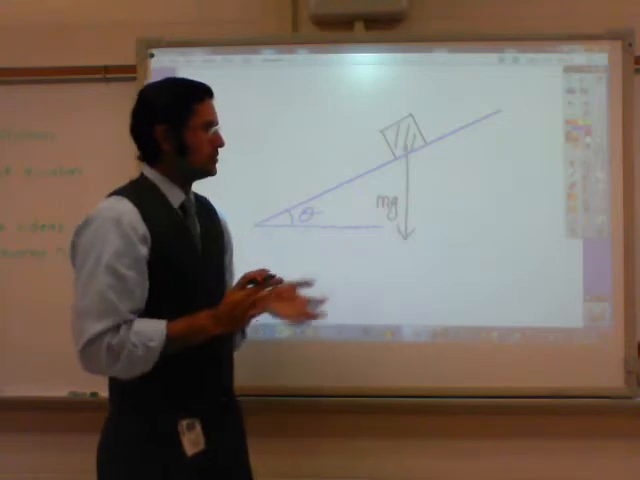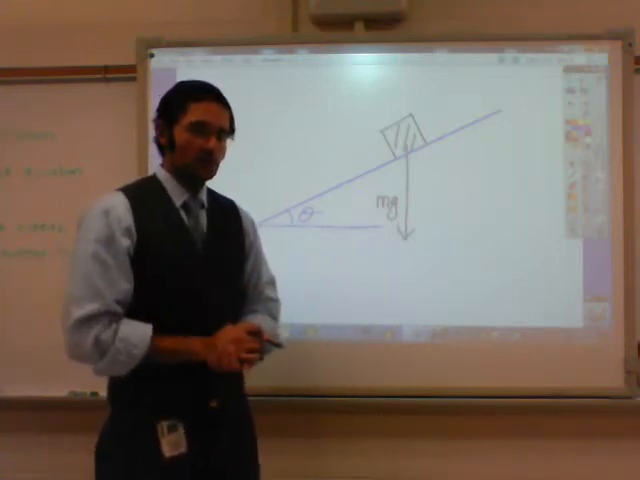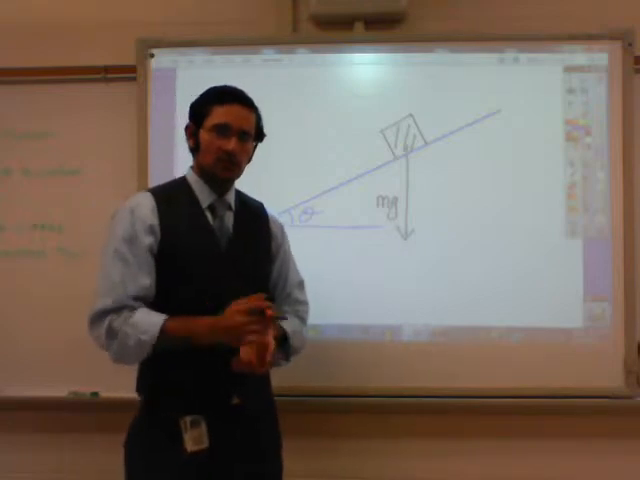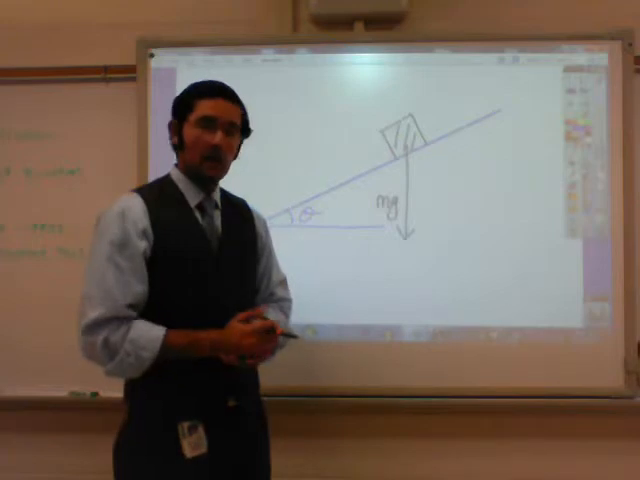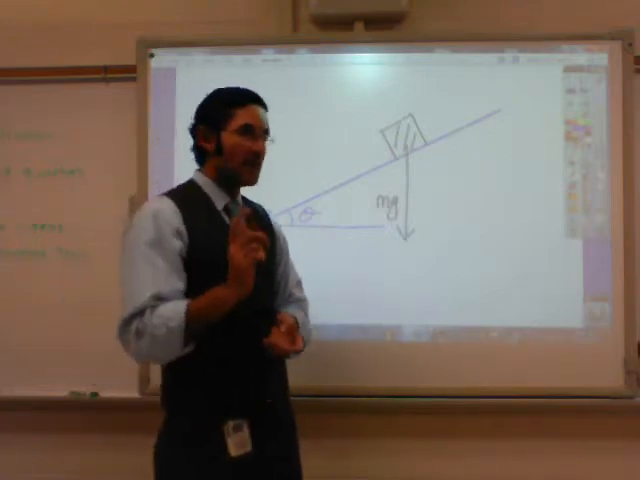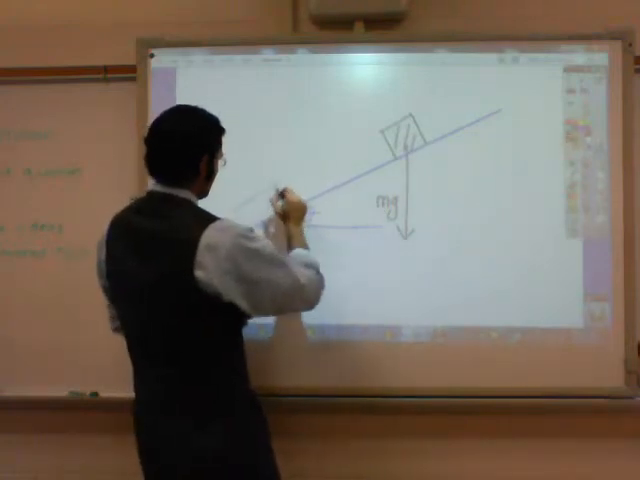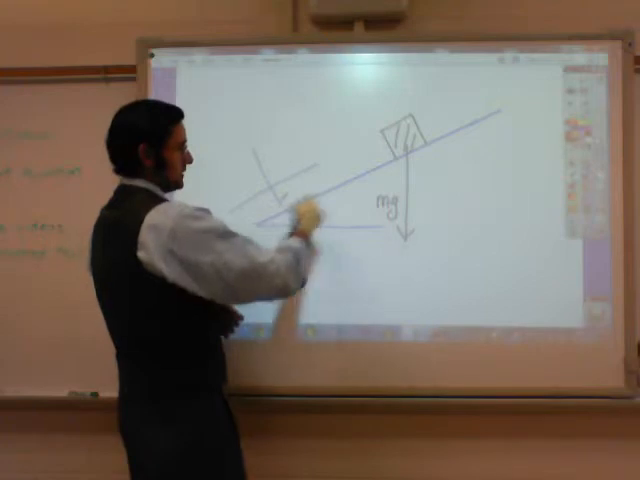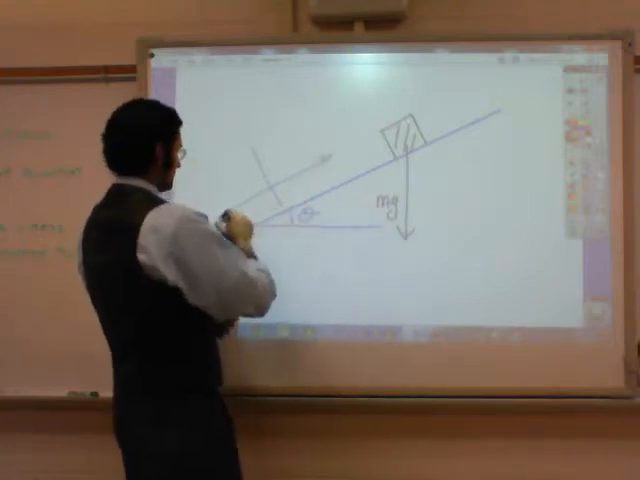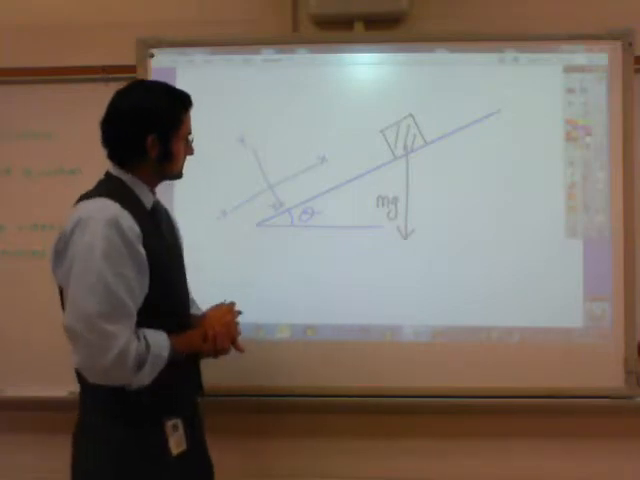Well, all we're going to do is we're going to tilt our xy coordinate system. So far, we were using the traditional xy coordinate system that was taught to us in our math classes, where the x-axis is parallel to the horizon and the y-axis is perpendicular to the horizon. But now I'm going to change it. I'm going to make my x-axis parallel to my plane and my y-axis perpendicular to my plane.